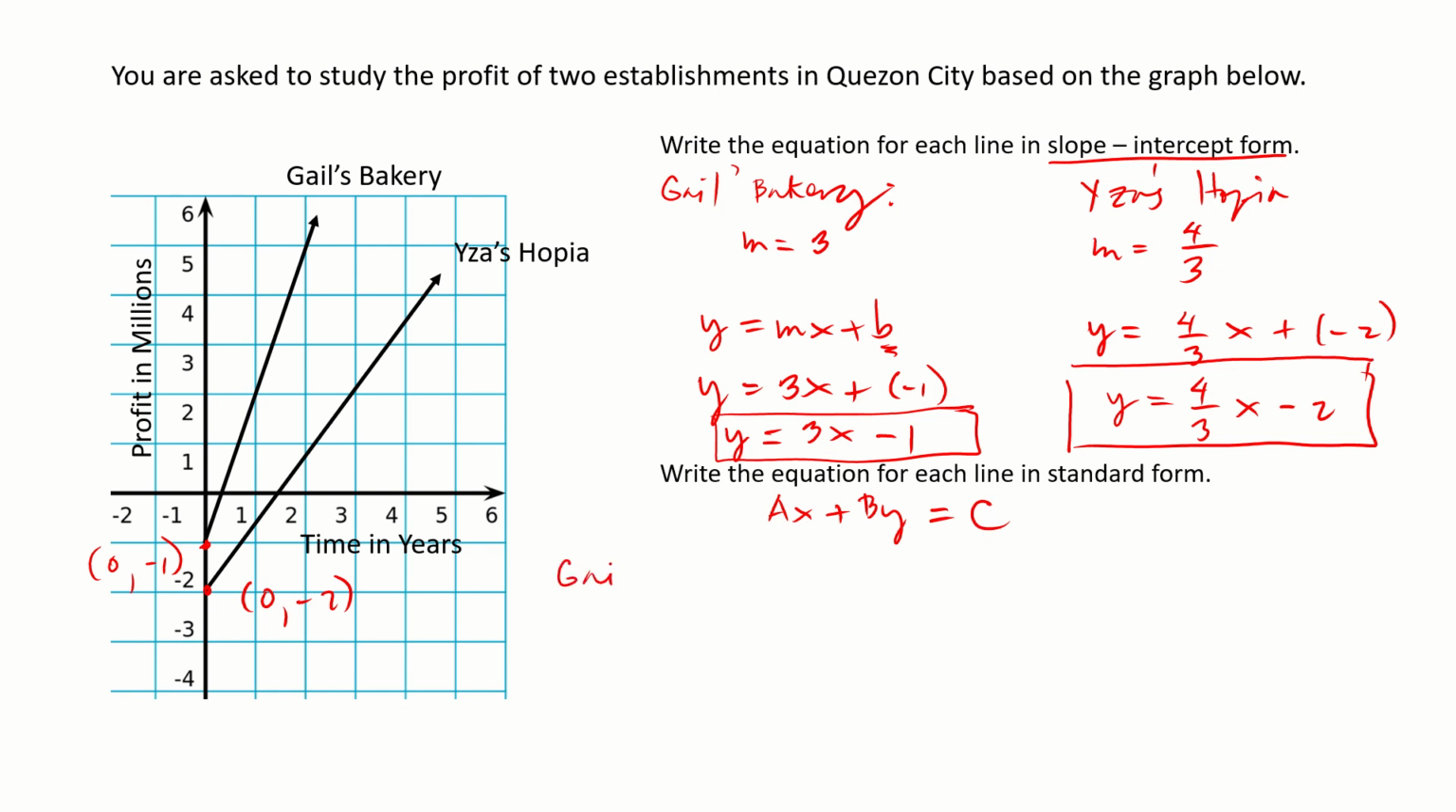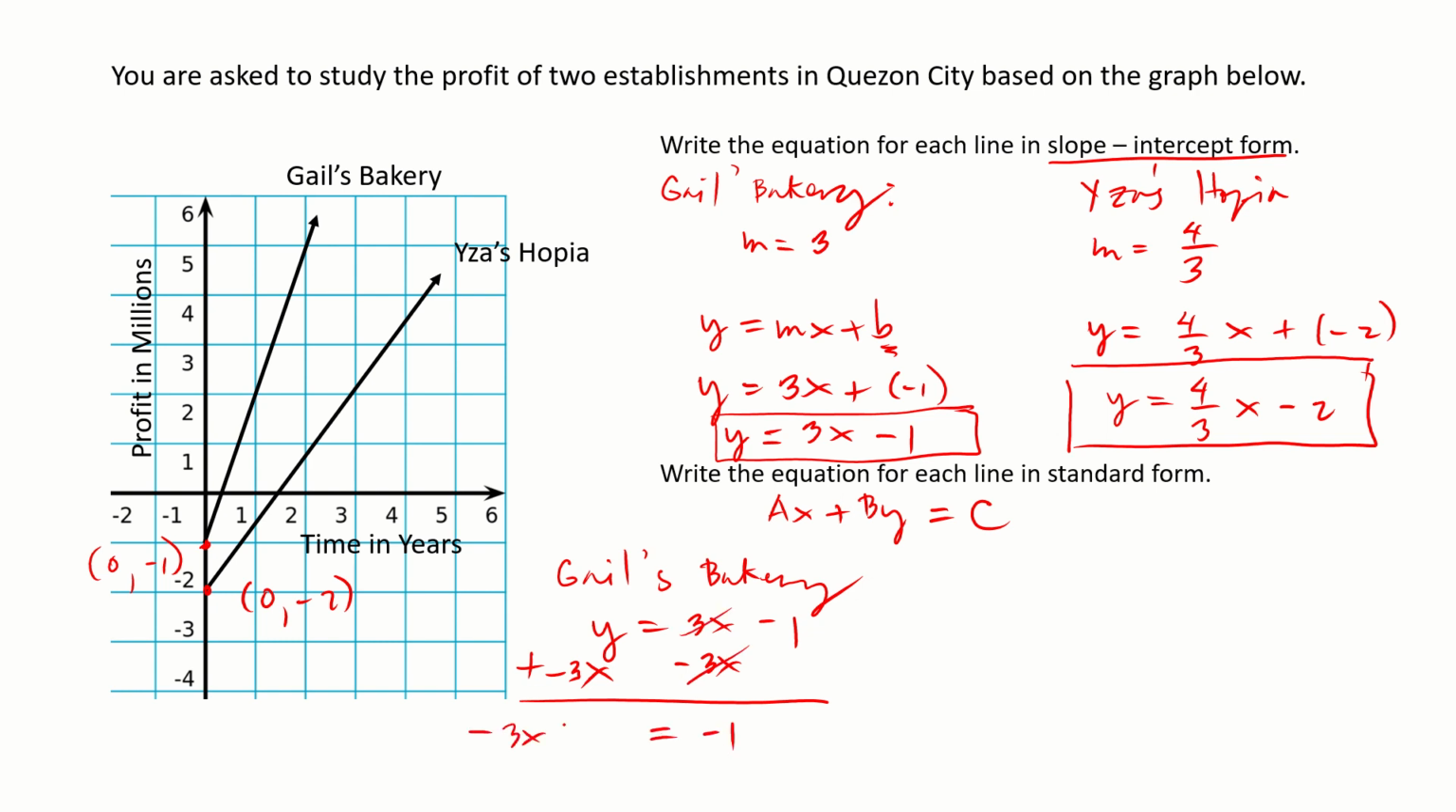So if we start with the equation of the line for Gale's Bakery, the equation now is currently y is equal to 3x minus 1. First, we need to add negative 3x in both sides, because the one that must be here on the right-hand side of the equation should be a constant only. So this will become 0. You'll have -1 here. This is negative 3x plus y.